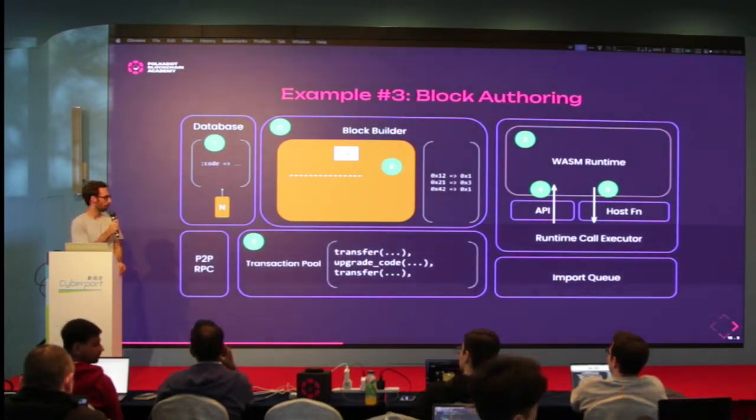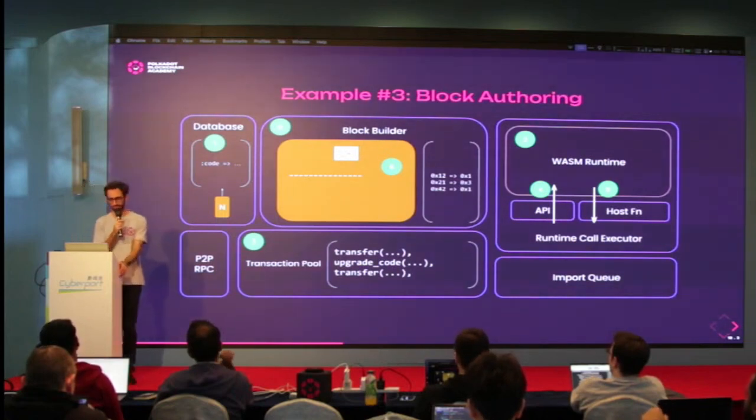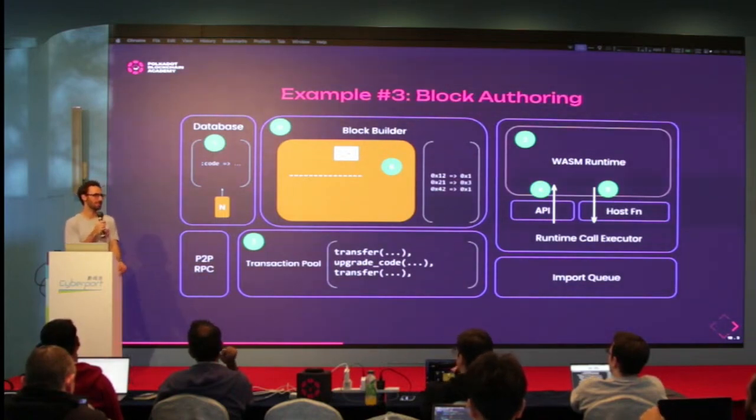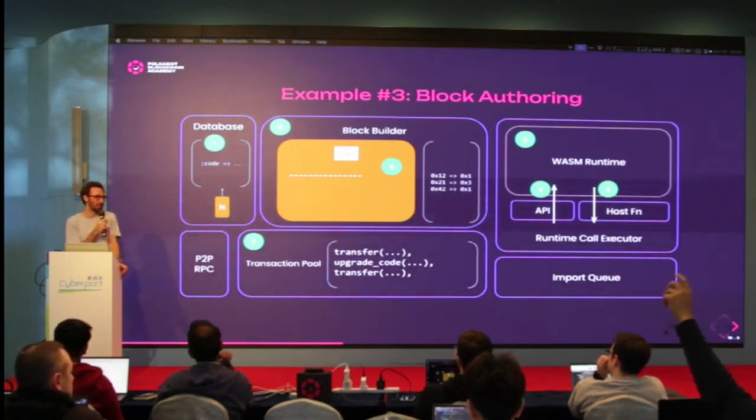Does the node prioritize importing over authoring? I mean, if the queue is full, is it? Yeah, I get what you mean, but I don't know. I think it does them in parallel whenever necessary.